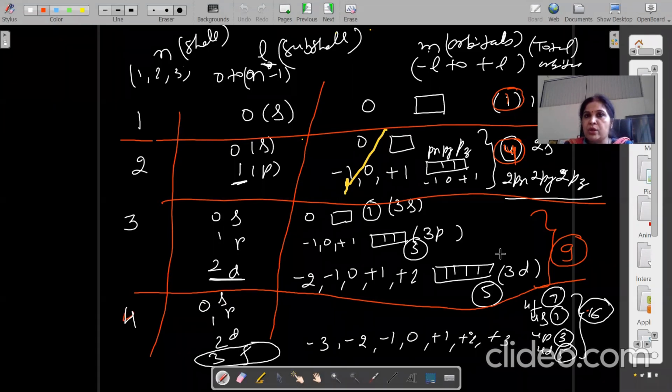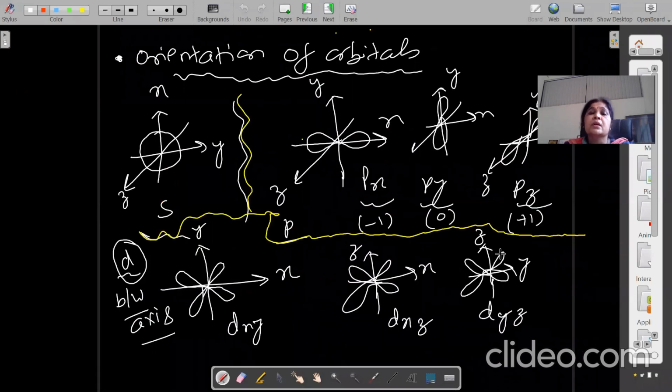So in a shell, how many total orbitals are present? You can see, we already discussed this yesterday also. In the first shell, the maximum is 1 orbital, second shell, 2 orbitals, no, sorry, second shell, 4 orbitals, one s orbital and 3 p orbitals. In the third shell, the total number of orbitals is 9, 1 plus 3 plus 5. In the fourth shell, the total number of orbitals is 16. That is s has 1, p has 3, d has 5, f has 7, so 1 plus 3 plus 5 plus 7, that is 16. Now, the magnetic quantum number also tells about the orientation of orbitals.